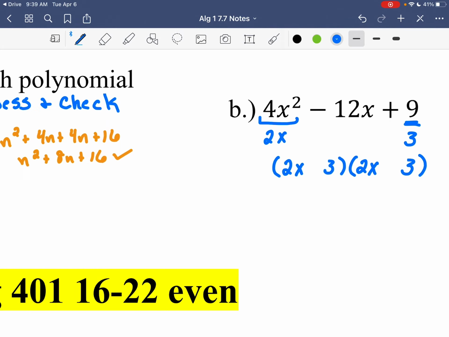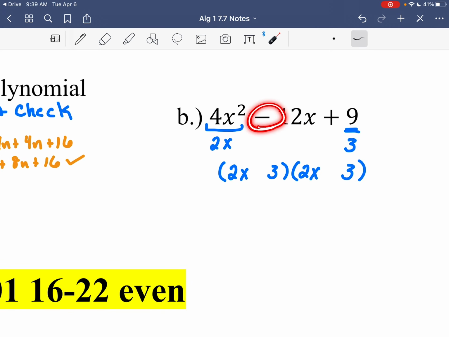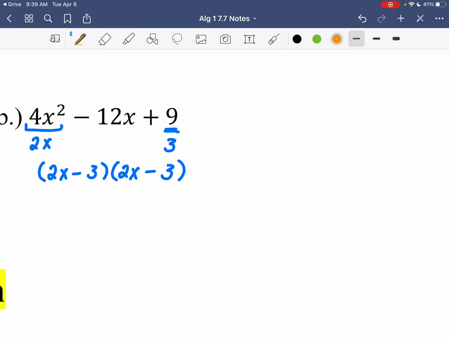But unlike the last one, where everything was adding, this one has a negative. So instead, I'm going to try subtract and see what happens. Again, if it doesn't work, we'll try something else. So we're going to guess and check. Now we've got to check it out and make sure it worked.